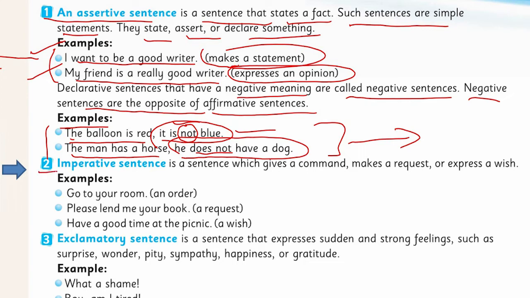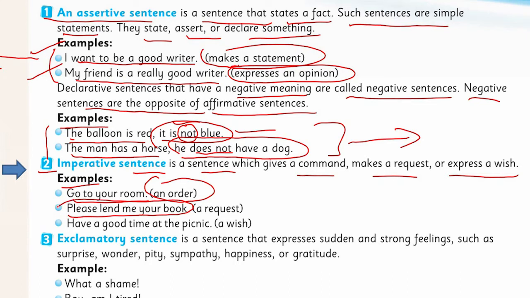Now look at the second one. Imperative sentence is a sentence which gives a command, makes a request or expresses a wish. For example, go to your room. This is an order or a command here. Please lend me your book. This is a request here. Have a good time at the picnic. This is a wish here, to wish him to have a good time.